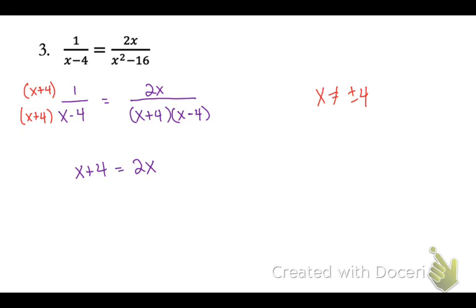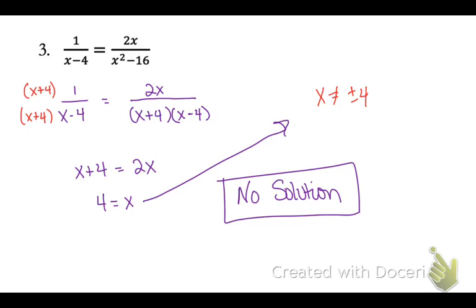And at that point, once we have the common denominators, we can just set the numerators equal to each other and solve. And you notice that we get x equals 4. X equals 4 is one of the exclusions, so the answer is going to be no solution. If you were to plug 4 into the equation that they gave you in number 3, you'd be dividing by 0 and you'd get no solution.